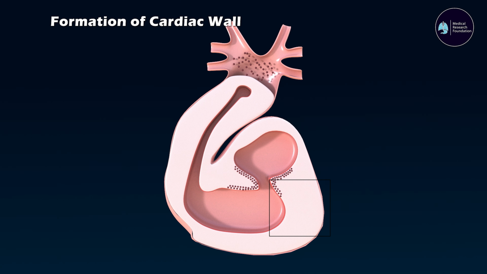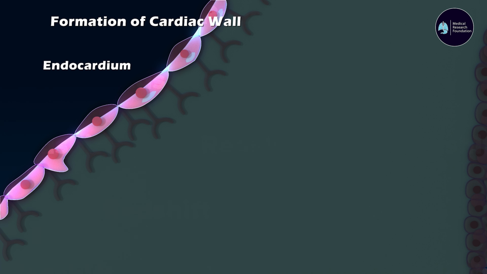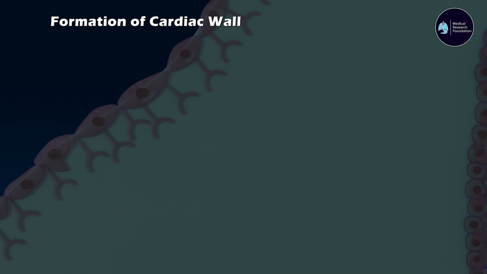Formation of cardiac wall. The cardiac wall is made up of 3 layers, from inside to outside. These are endocardium, myocardium, epicardium.